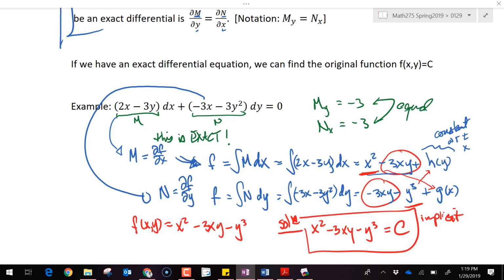Exactly. Yeah, this is something that could have been covered in Calc 3. I think we're doing line integrals in Calc 3 or something like that and then trying to recover the function. Then it probably wasn't exact to begin with.